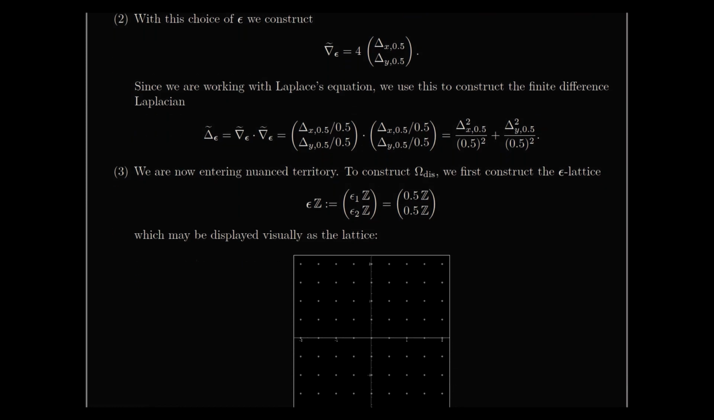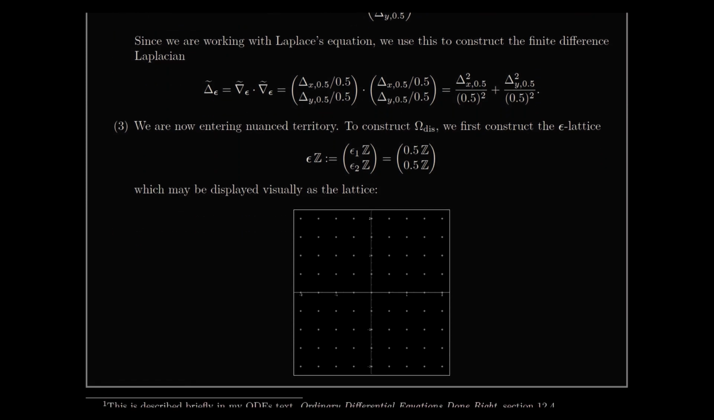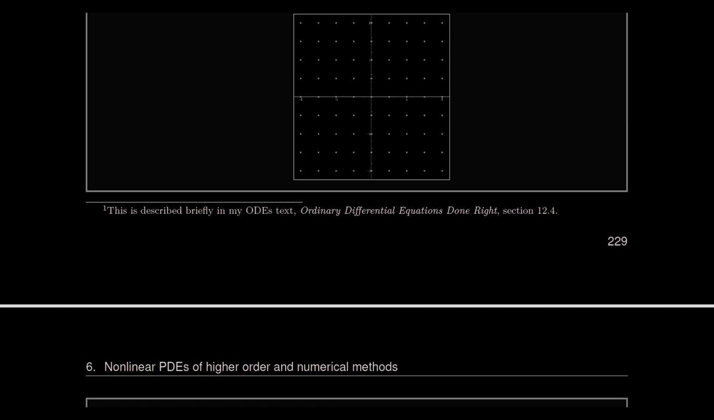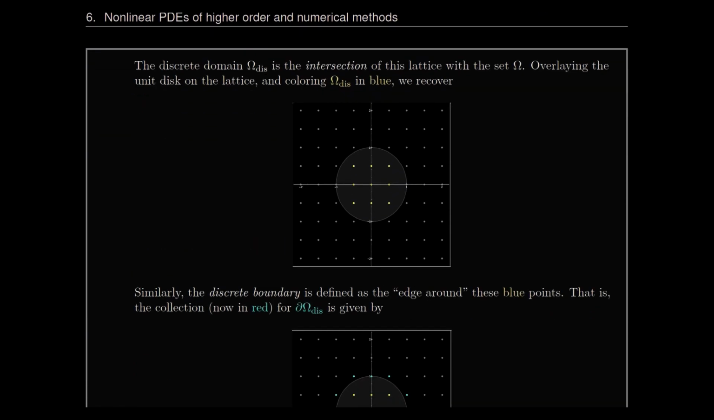And now in step 3, we do want to talk about constructing our epsilon lattice. There I have it in the first picture. And then I've overlaid it on the circle, and you can see there's my lovely collection of points in omega dis. If you've forgotten these definitions, I would go back a video and rewatch that one. There's my collection of 9 points in omega dis.